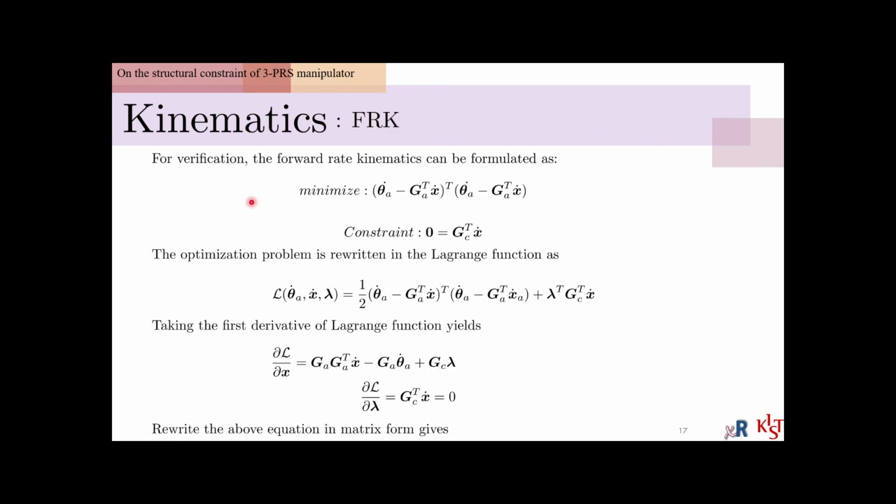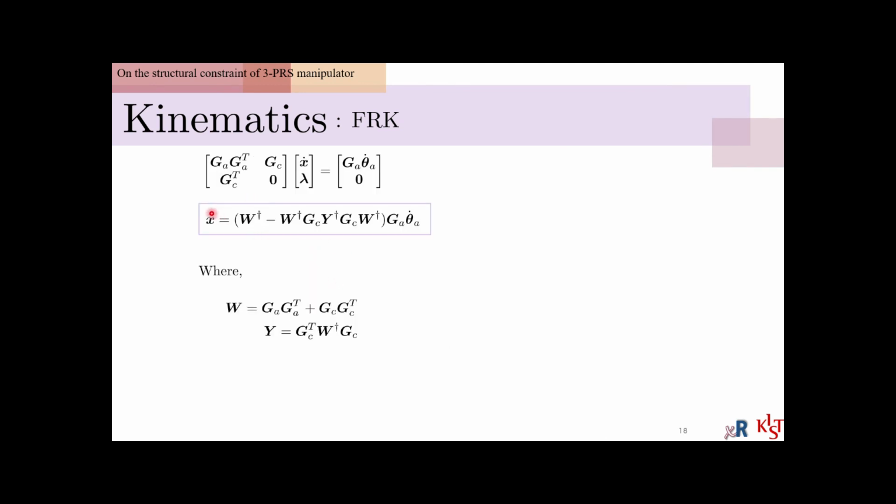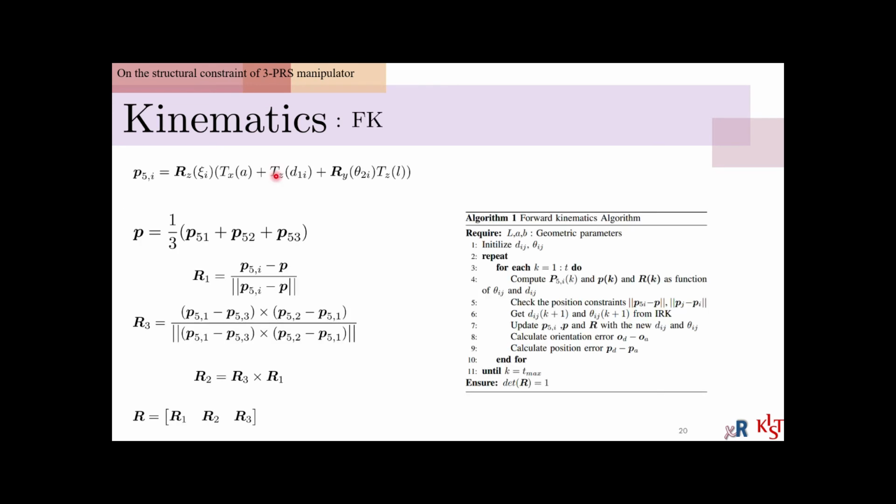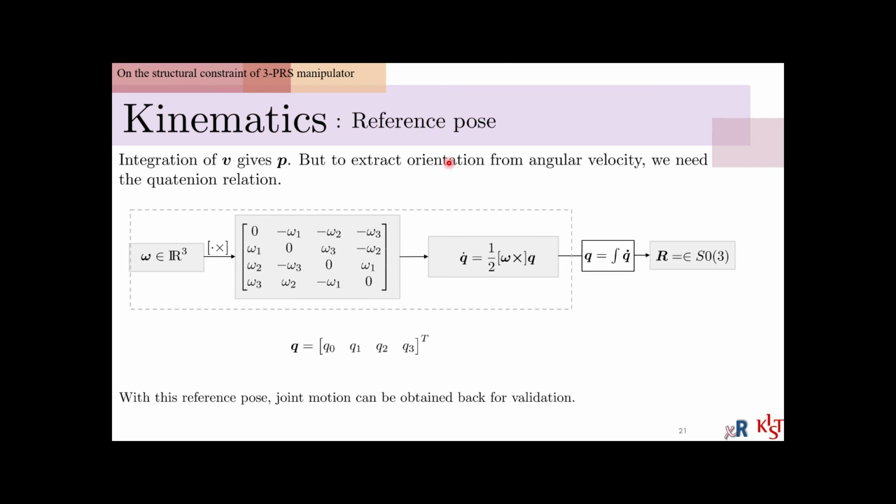For verification, we can also compute the forward kinematics to get x dot, so that we can use this information for comparison. In order to get the joint value, we can integrate the joint velocity by using an accurate numerical integrator such as RK. After obtaining the joint value, we can compute the forward kinematics. For the reference pose, we can integrate the constraint compatible task velocity. The linear term can be easily integrated, but the angular term requires the quaternion relation.